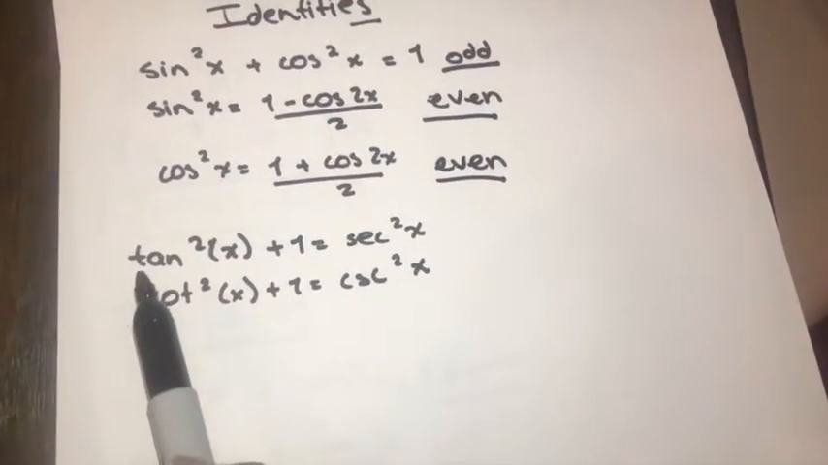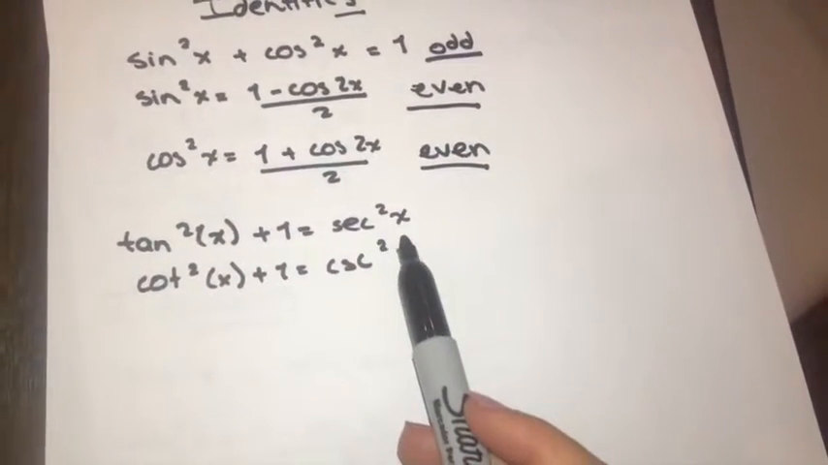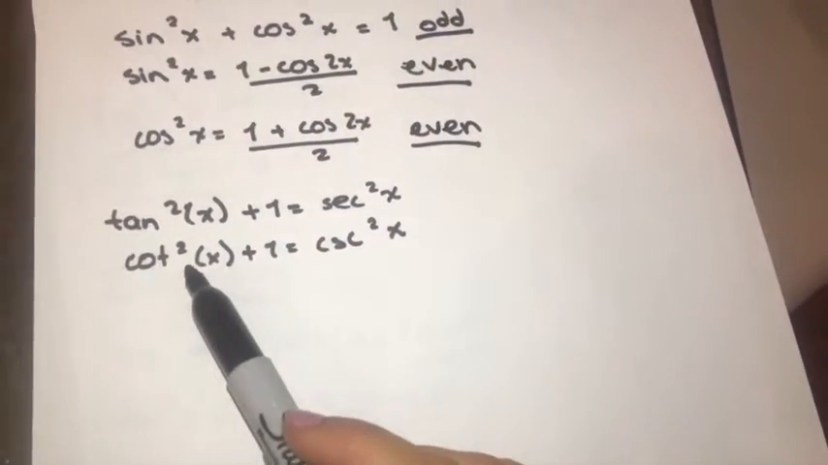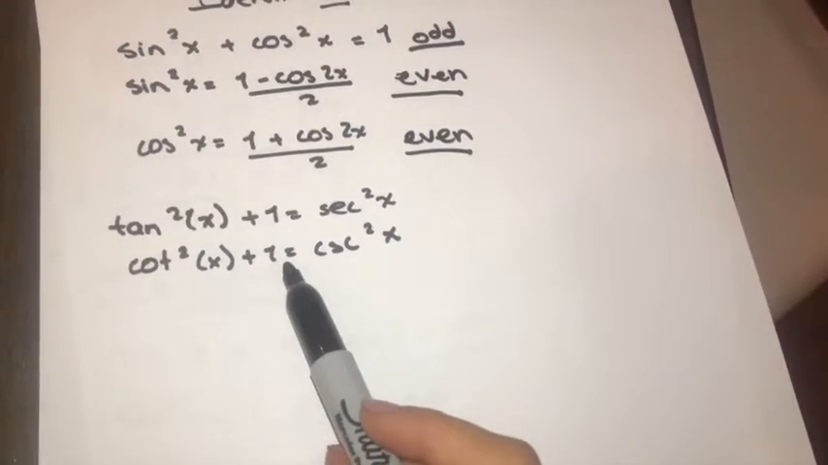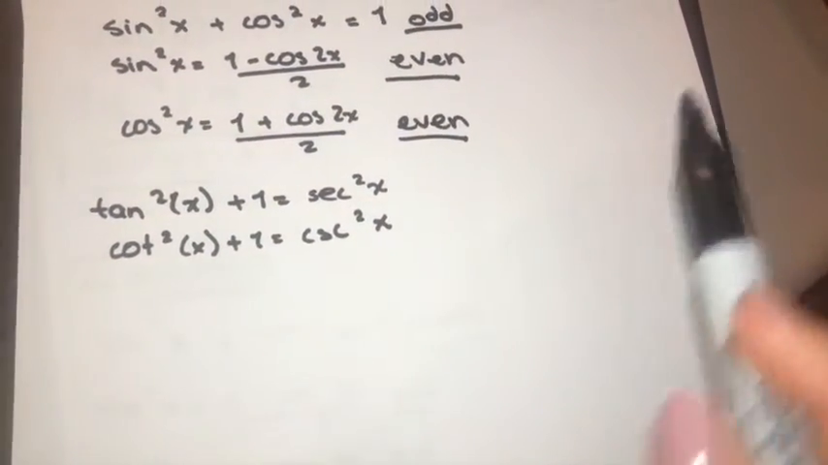Also, we learned that tangent squared of x plus 1 is equal to secant squared of x, and cotangent squared of x plus 1 is equal to cosecant squared of x. And that's it.